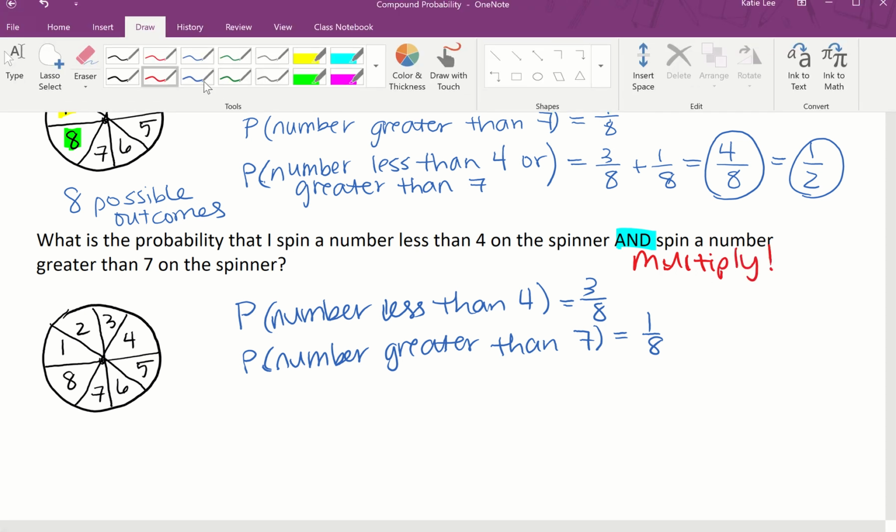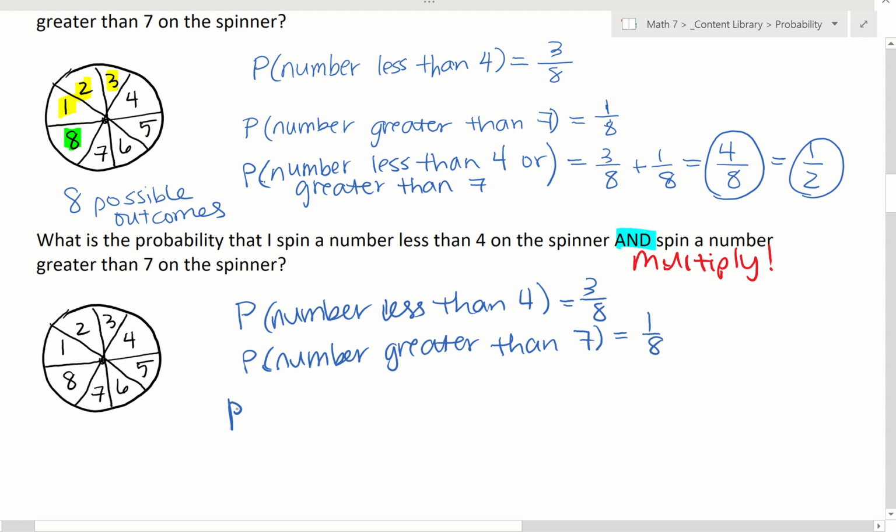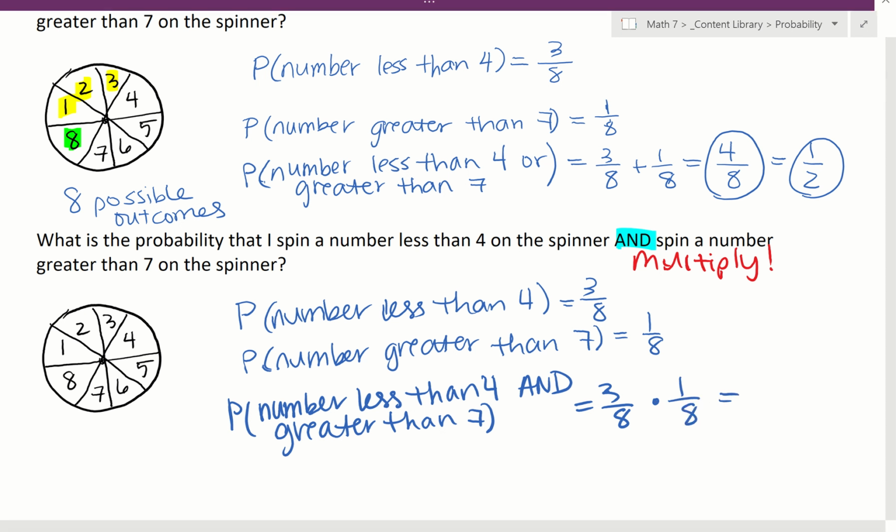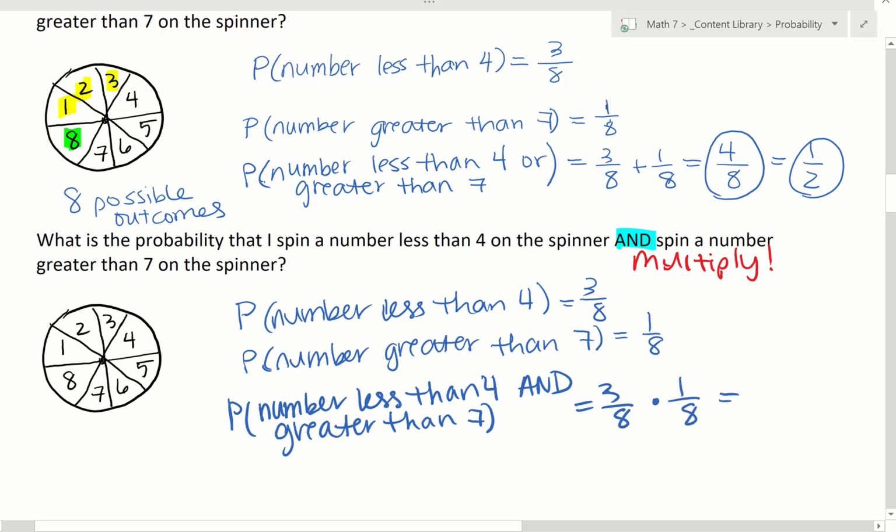Okay, so let's multiply then. The probability of a number less than 4 and greater than 7 would be those 3/8 multiplied by 1/8. And if you remember your multiplication of fractions, you just multiply across.